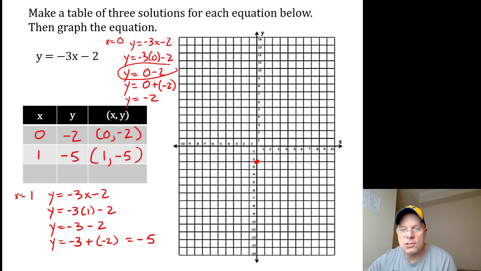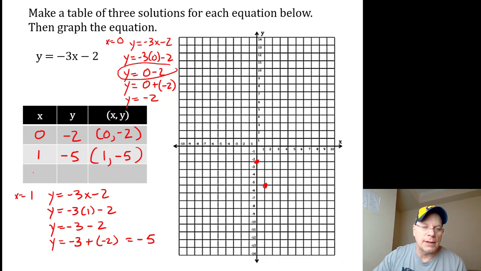When I graph that, I start at the origin. Origin means starting place. I have positive 1 for x, so I move 1 to the right in the horizontal direction. And my y value is negative 5. So from there, I move down 5. And there's 1, negative 5.